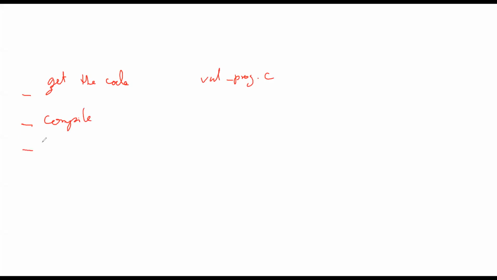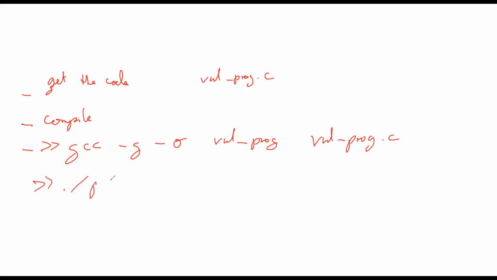And the way you compile it is with GCC -o vol prog, and that's the name of the output executable, and then the input is volprog.c. Okay? Then after that, it's executable, right? So you can run it.